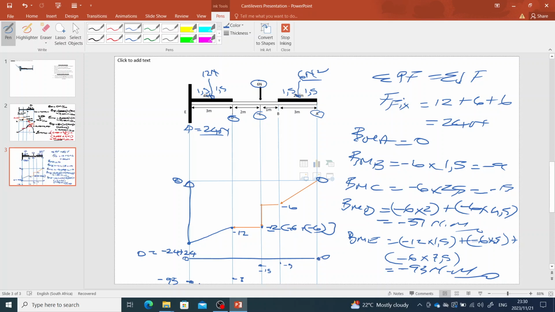You can tell, but the fact that between E and D there's a uniformly distributed load, then you will write it as a curved line. Then from point D to C, you will write it as a straight line. Then from C to B, you will write it as a straight line. Then between B and A, there's a uniformly distributed load, then you will write it as a curved line. Boom. This is how your bending moment should look like on this cantilever. Thank you, good people. I hope this helps and it makes sense.